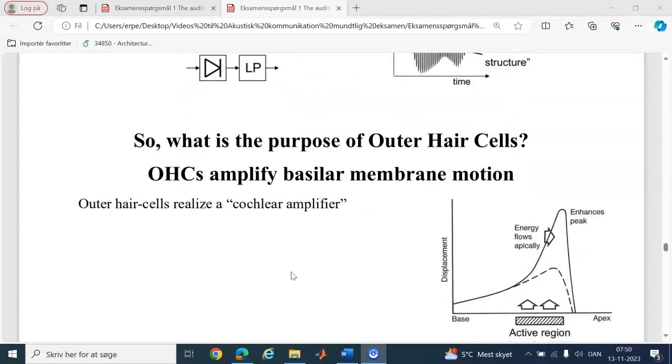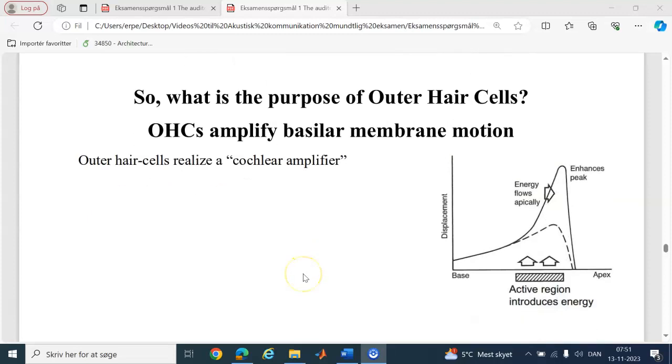So what is the purpose of the outer hair cells? Outer hair cells amplify basilar membrane motion. Outer hair cells realize a cochlear amplifier. Okay, there's some active region and the displacement of the basilar membrane is enhanced.